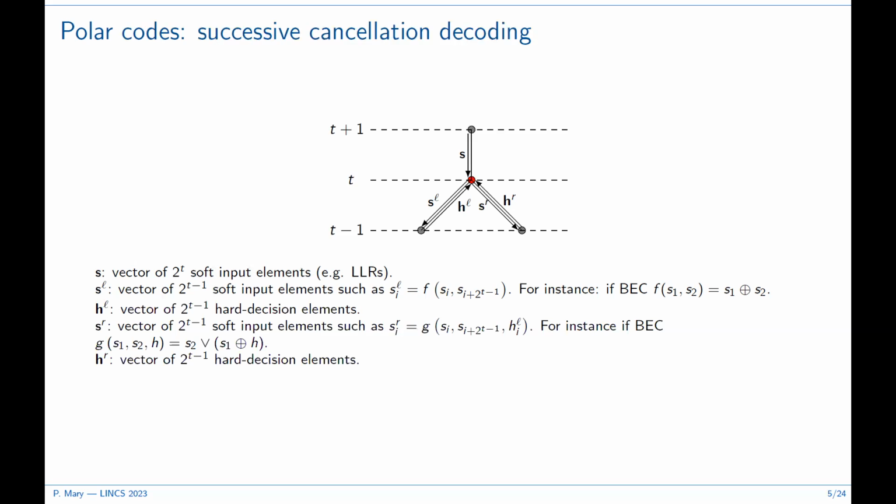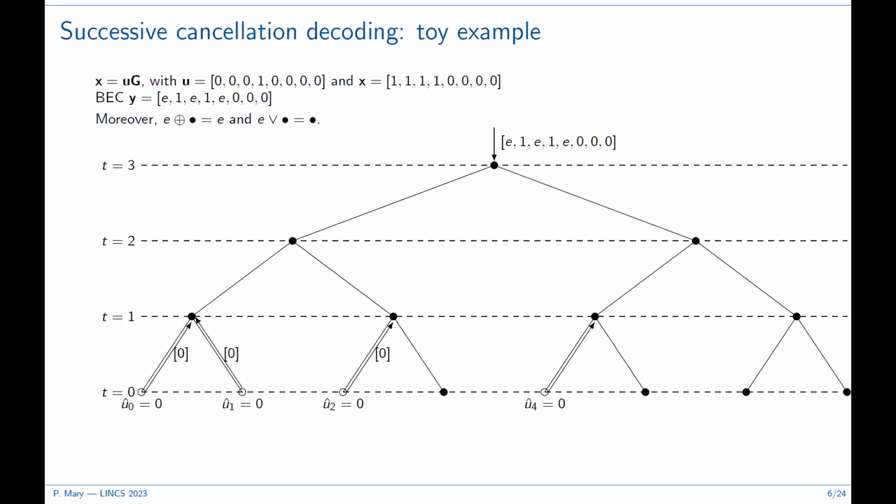And they produce the hard decision that will then be escalated to the upper layer thanks to a XORing function, depending on the hard decision coming from the left and the hard decision coming from the right. So let's take a toy example to see how it works. If we take the information vector and the coded vector that we mentioned previously, U and X, we observe the vector Y, which has 3 erased elements noted by E.